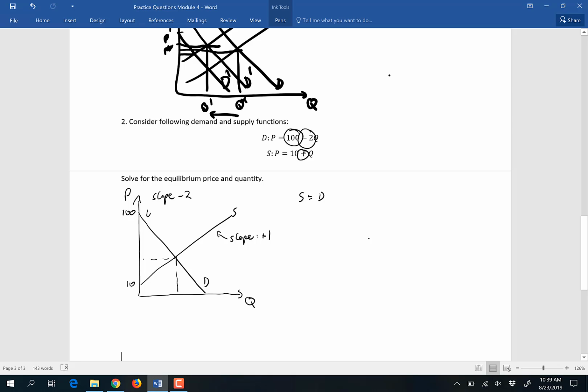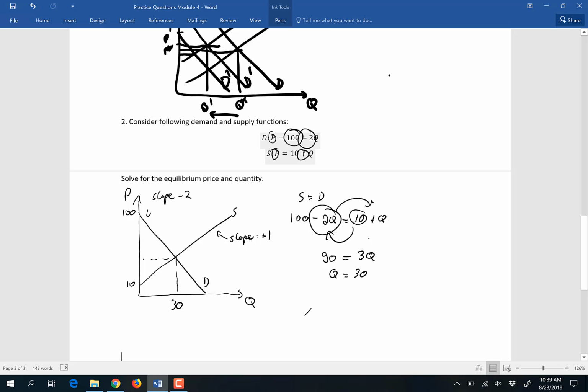Now, supply equal to demand, we could set the prices equal, but that wouldn't get us anywhere. So instead, we set the right-hand side of the equation equal. So 100 minus 2q equals 10 plus q. Then we rearrange things. We take the -2q to the other side and the 10 to this side, which gives us 90 equals 3q. And then q is equal to 30, 90 divided by 3. So we know the quantity is 30.